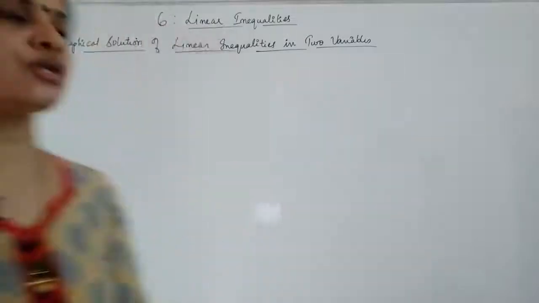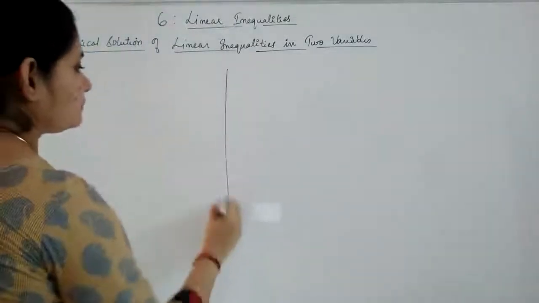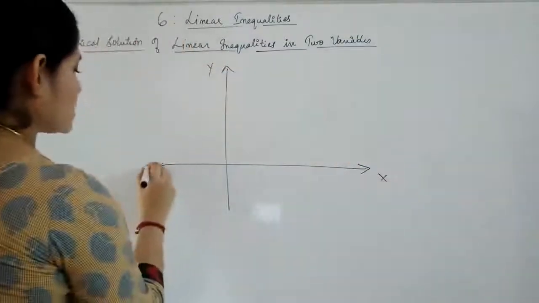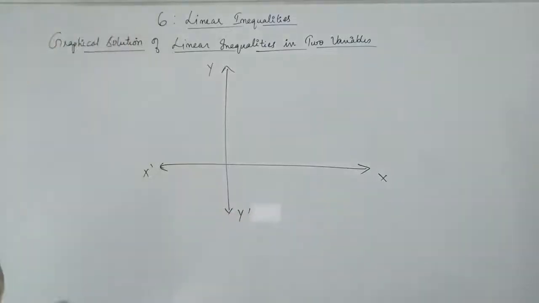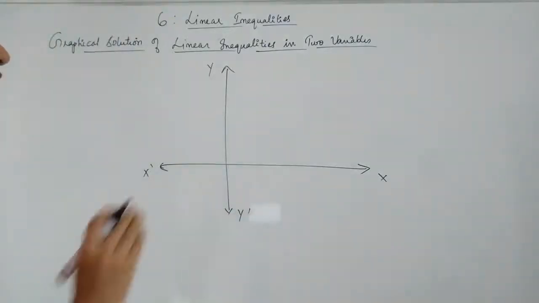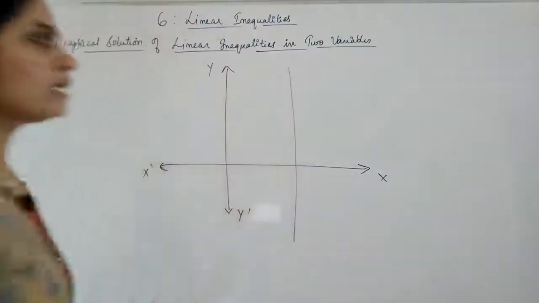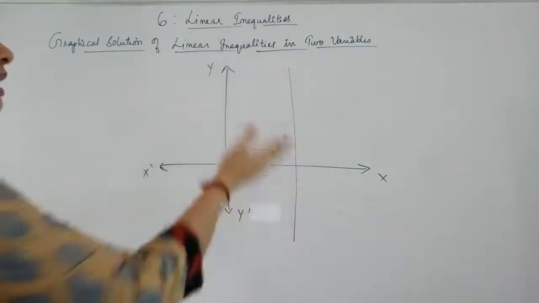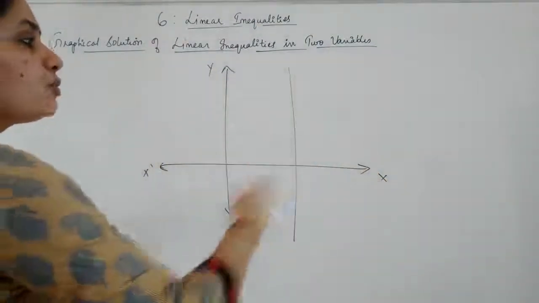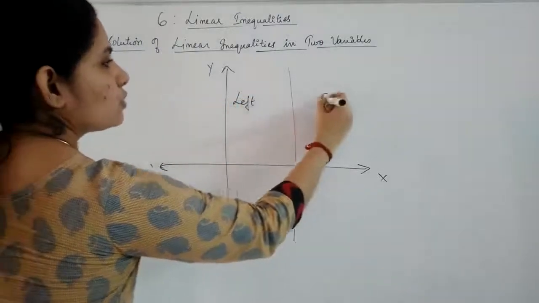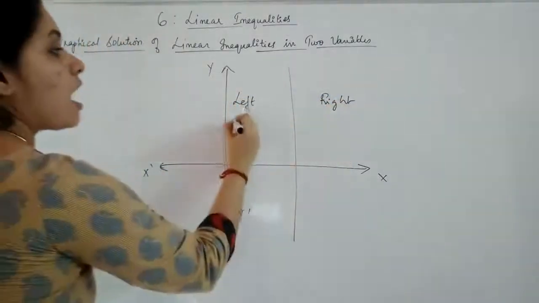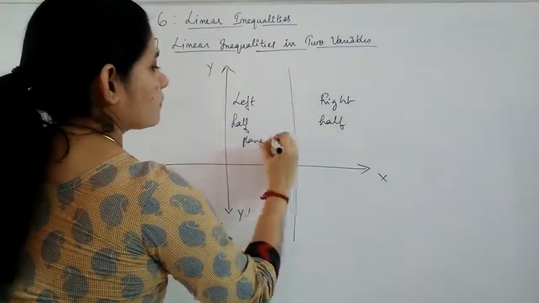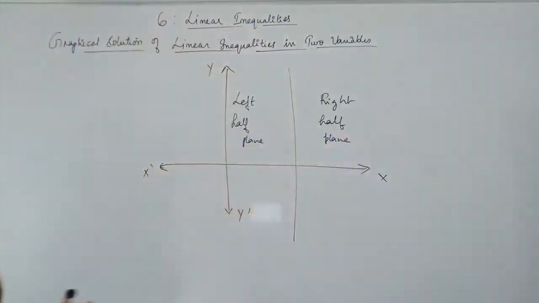Now suppose you have an xy plane. This is your xy plane. Suppose I have a vertical line as an equation. If I am getting a vertical line, this vertical line will be splitting the whole plane into two parts. You can just see a left part and a right part. So a vertical line will give you two planes which are known as half planes, and both are in the left and right side of the line.